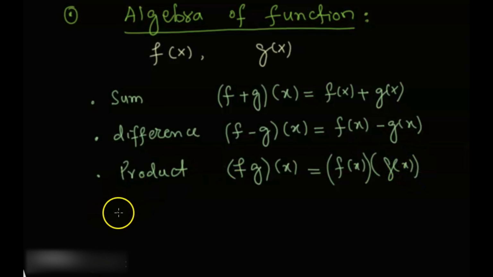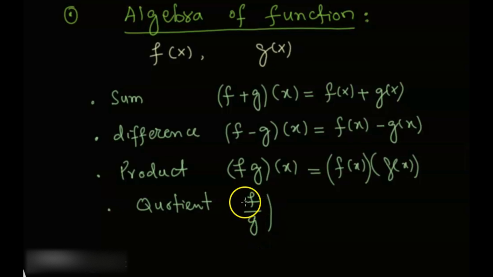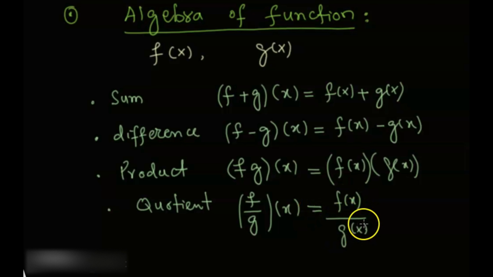Similarly, we can define the quotient, or you can say we divide one function f by g, and this is a new function. When we apply it on x, we get f of x divided by g of x, with the condition that g of x should not be 0. This is a very simple way of defining the sum, difference, product, and quotient. So let's talk more about them one by one.